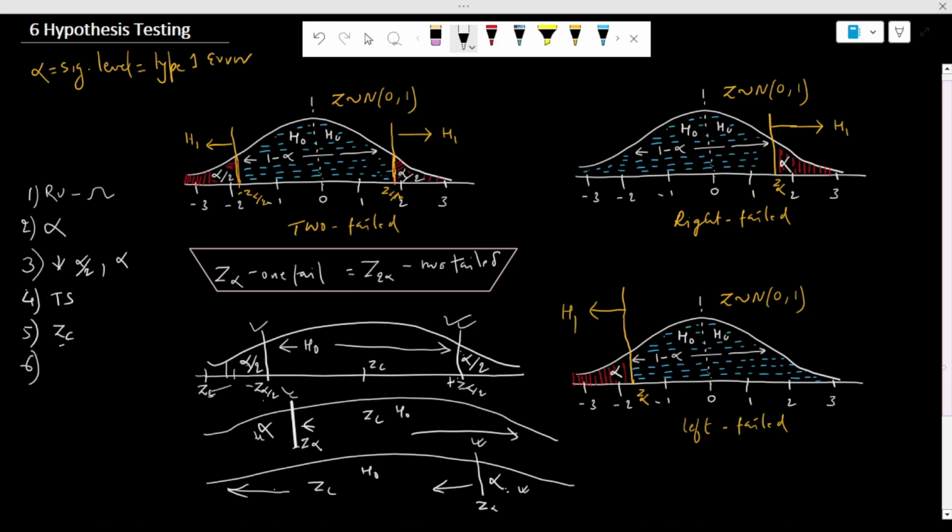So for left tail test, again, if our calculated Z score lied in this region where we have our type 1 error, then in that case we reject the null. And in similar fashion, we can reject the null in a right tail test as well.